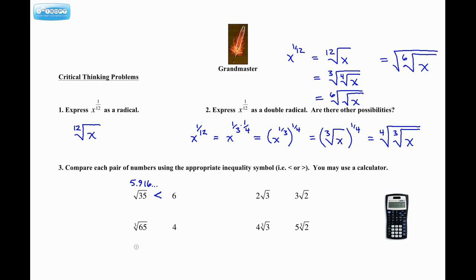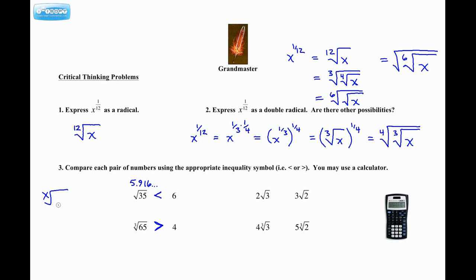Let's work down. The cube root of 65, how does that compare with the number 4? Well, I know the cube root of 64 is 4. My radicand is 65, which is slightly bigger. So I think it should be this. But let's use our calculator to compare. If you don't have a cube root button, you can raise 65 to the power of 1/3, or you can use the x root button.